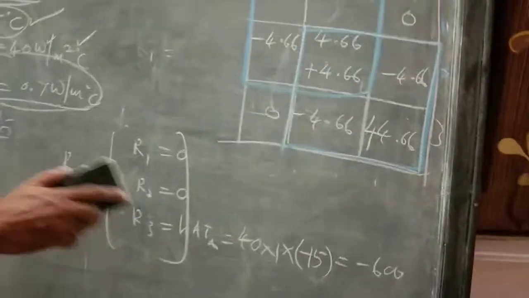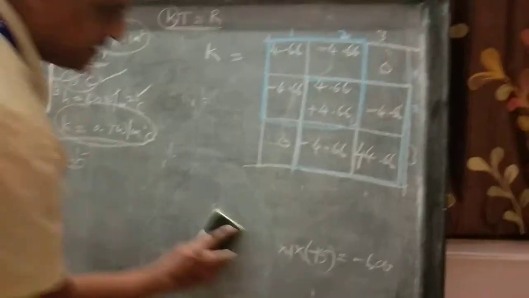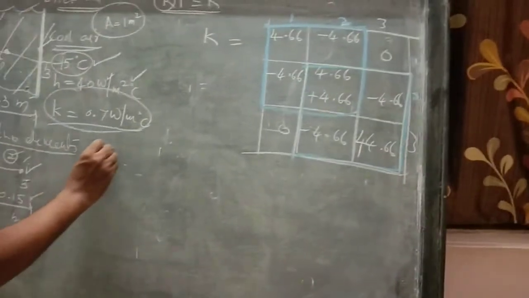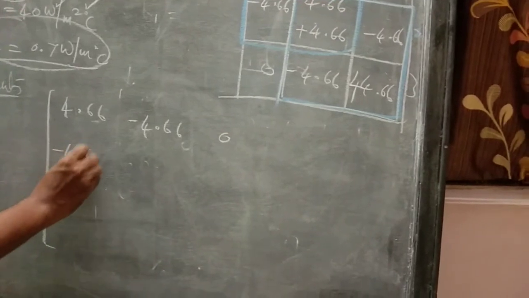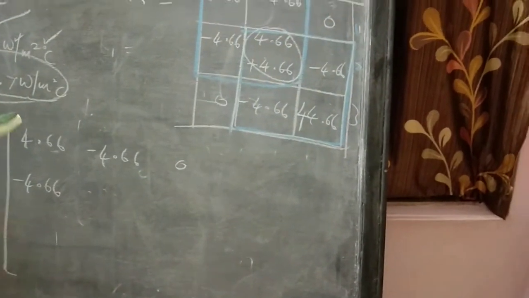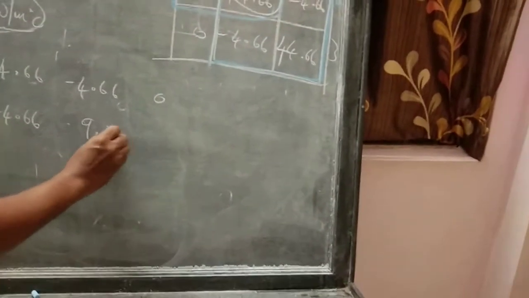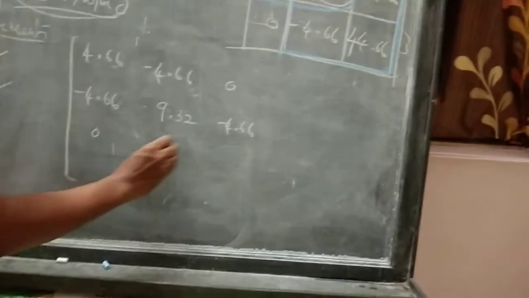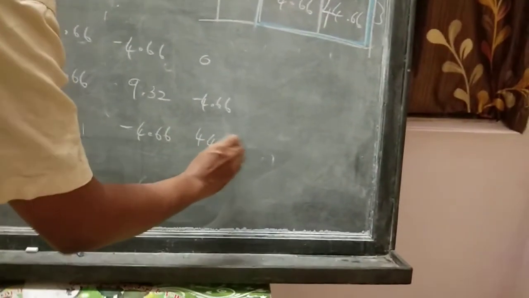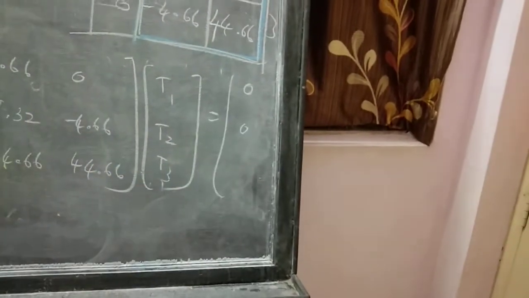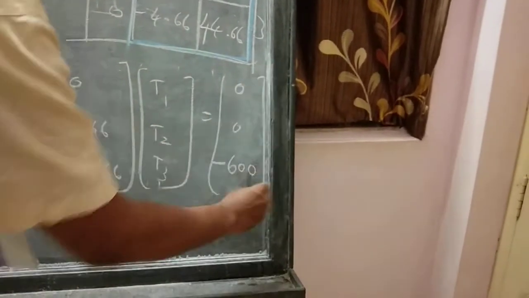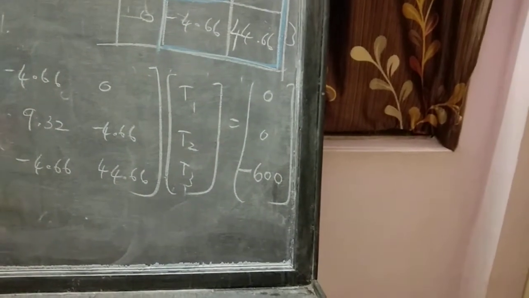Once you have this heat rate vector, now write the global equation K into T equals R. Writing the matrix: 4.66, minus 4.66, 0; minus 4.66, 4.66 plus 4.66 which is 9.32, minus 4.66; 0, minus 4.66, 44.66; into the nodal temperatures T1, T2, T3, equal to R1 is 0, R2 is 0, and R3 is, as we just calculated, minus 600.